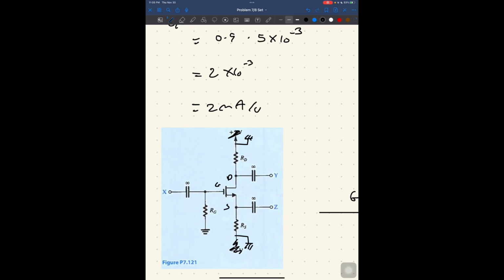No, really, because all DC sources go to 0. These do not exist. This is Z. These do not exist. This is Y. Why? Because they become short circuits. And this does not exist. This is X.